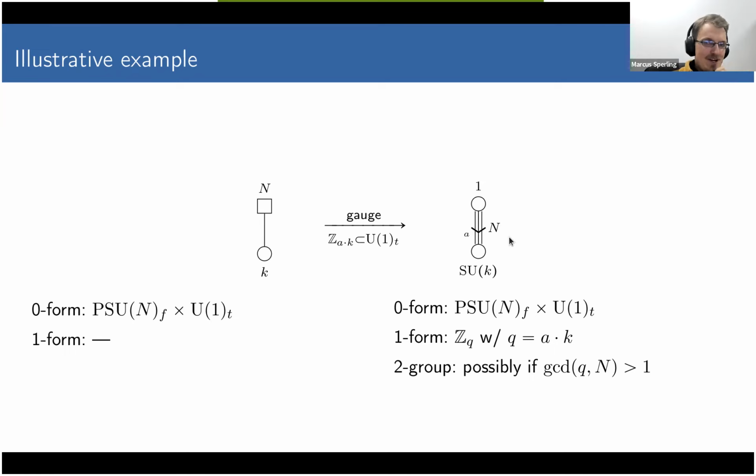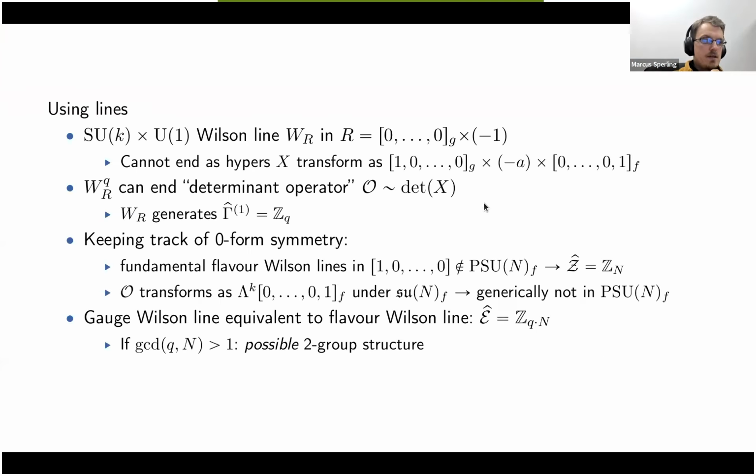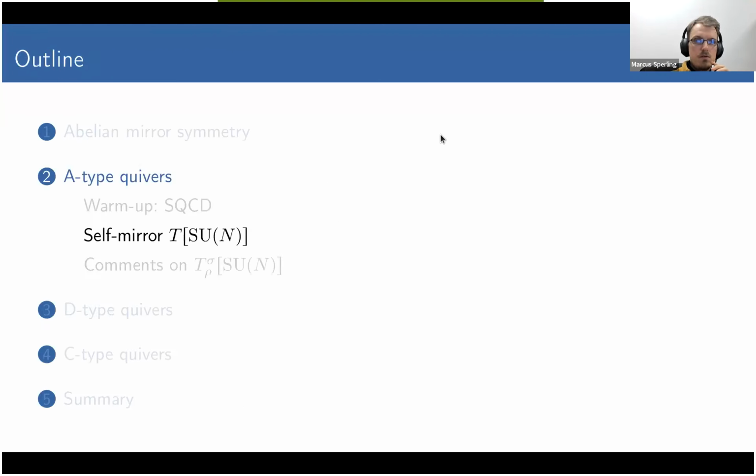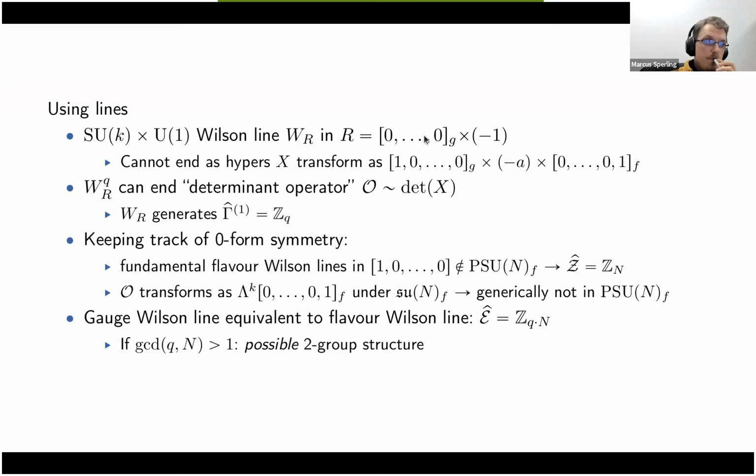Just before, so now my convention, an arrow with a little number next to it means just the charge of the U1 is increased. And we can go again through this argument with the lines just for fun. We can look at a suitable Wilson line, which is trivial in the SU factor and has a charge -1 in the U1. We can see straightforwardly this cannot end on anything because the charges of the hypers don't match.